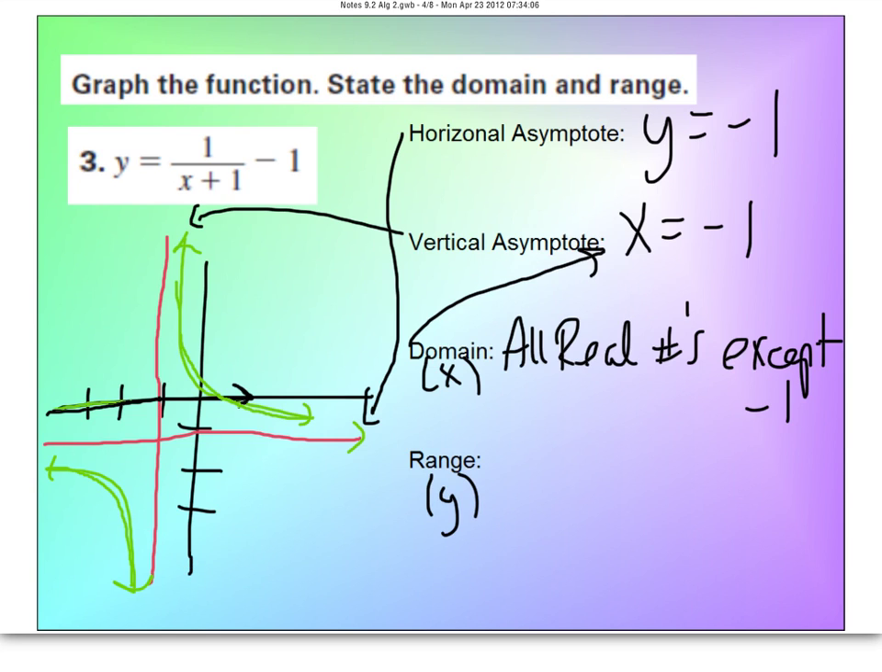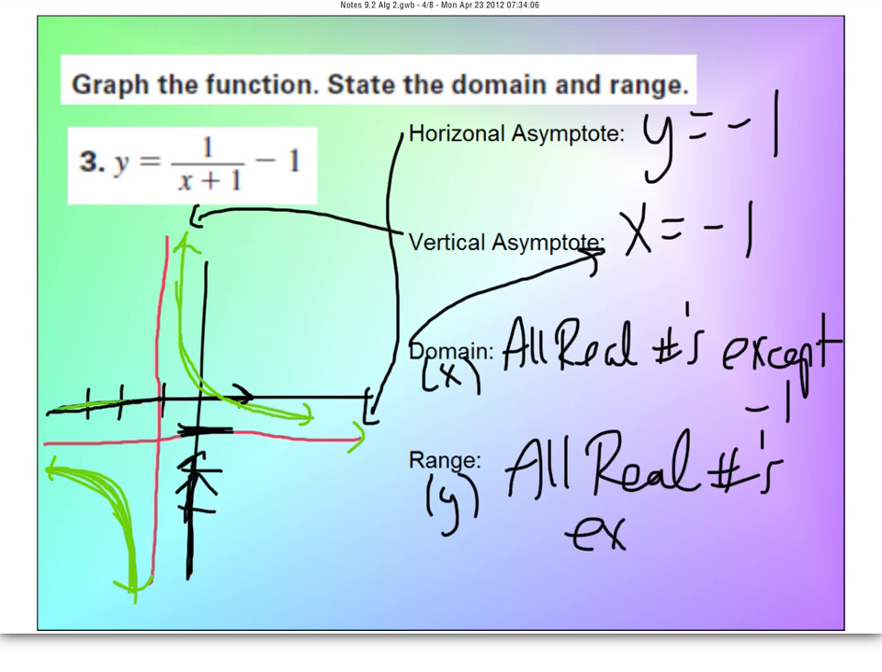The range for this one, again, range deals with the y's. So as I travel up this y-axis here, I see to my left that there's graph activity. I start to have graph issues where I have to lift up my pencil right here at -1, where that horizontal asymptote is. So the range here, again, is all real numbers except the number -1.